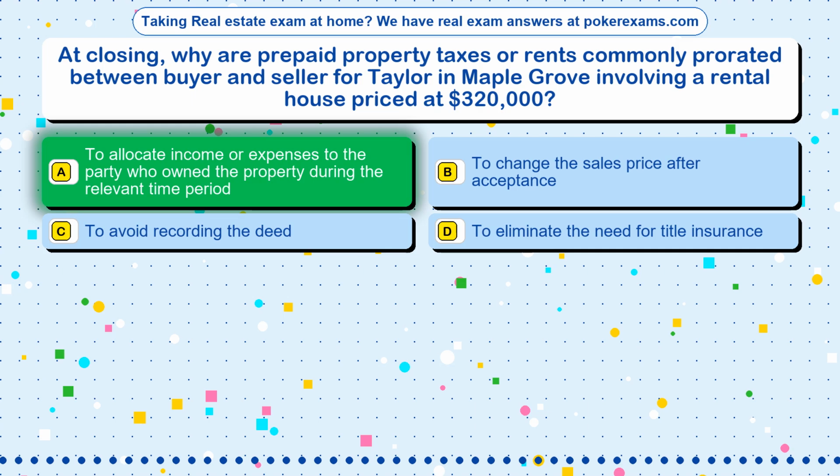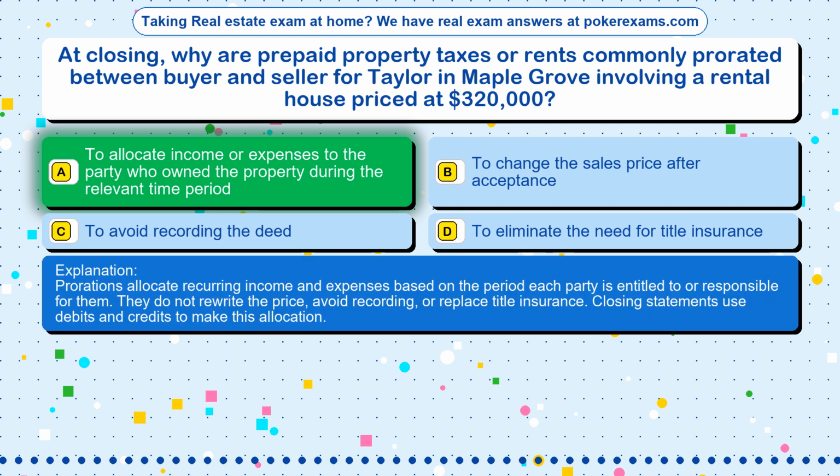The correct answer is option A. To allocate income or expenses to the party who owned the property during the relevant time period. Prorations allocate recurring income and expenses based on the period each party is entitled to or responsible for them. They do not rewrite the price, avoid recording, or replace title insurance. Closing statements use debits and credits to make this allocation.